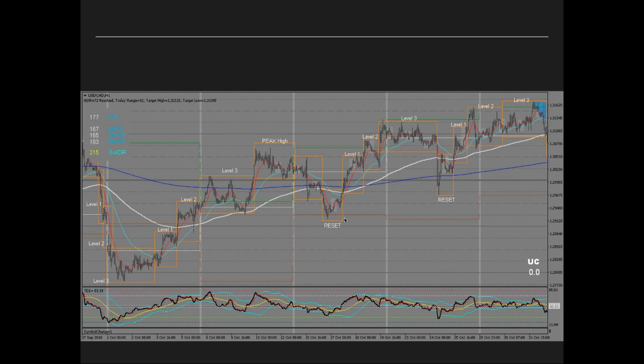What happens is the reset level acts as the peak formation low for that new cycle. So this will be the new peak formation low, and this will be the new peak formation low, and you can see how it works out to be each week. These lines here separate the weeks.